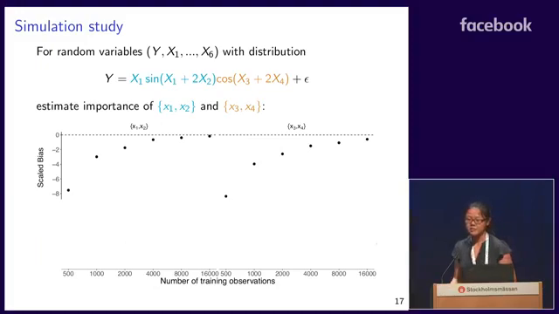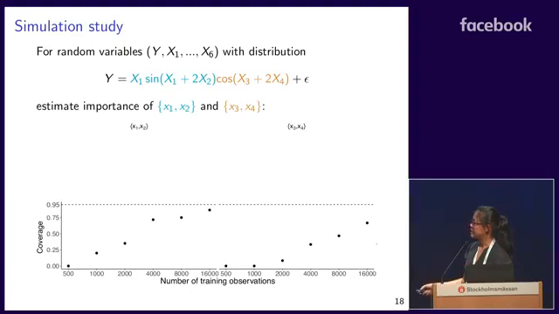So to understand the performance of our estimator and also to check if the theory is going to match up with the empirical results, we ran a simulation study. So here are 6 covariates, and our response only depends on the first 4, so the rest are noise. And we're going to estimate the importance of one group, x1 and x2, and the other group, x3 and x4. So as the number of training observations increases, we see that the scaled bias converges to 0, and then the coverage of our confidence intervals converges to the nominal 95% value.